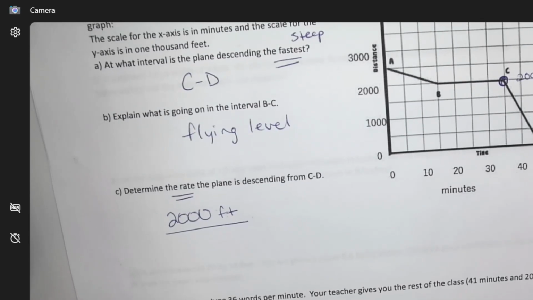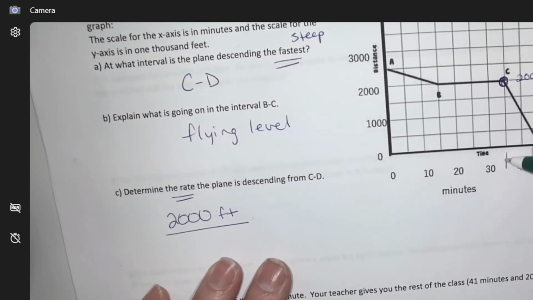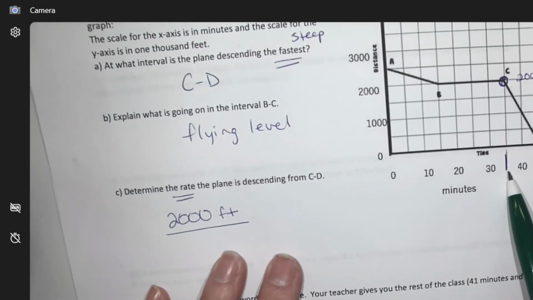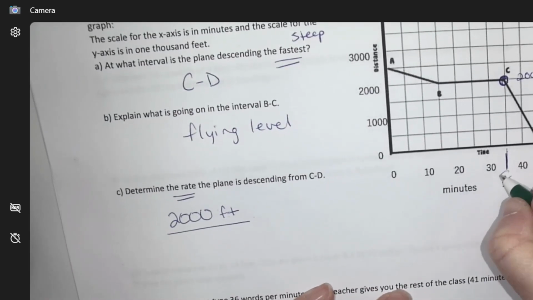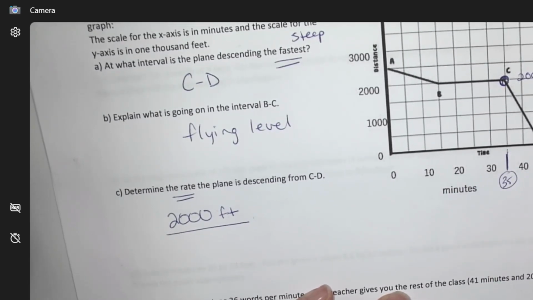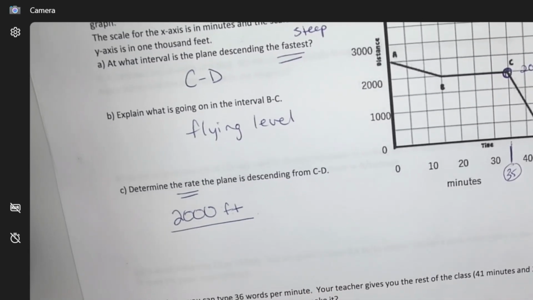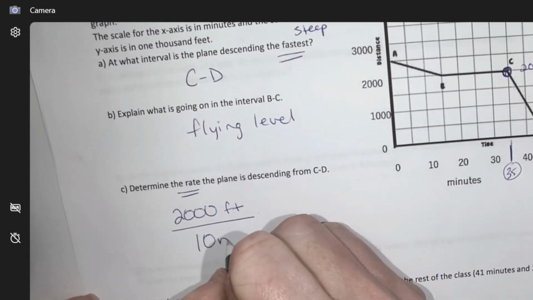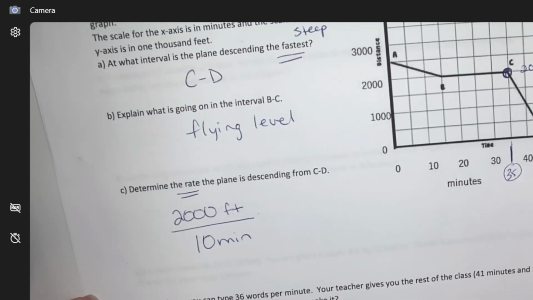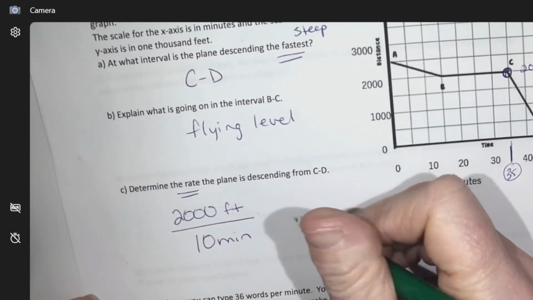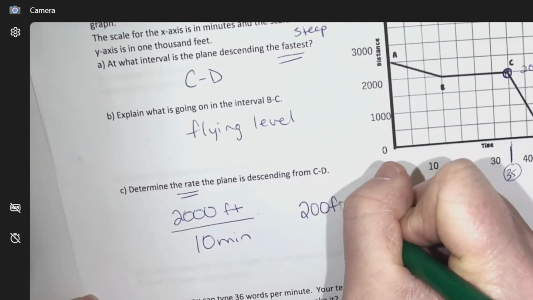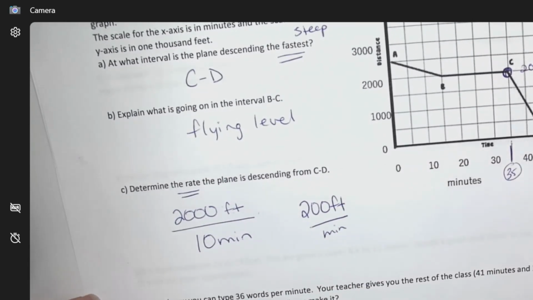How much time have we moved? From here to here. Would you say that this one was at 35 seconds, and this one looks like it is at 45 seconds? So how much time, or minutes, sorry, that's 10 minutes. So that would be 200 feet per minute.